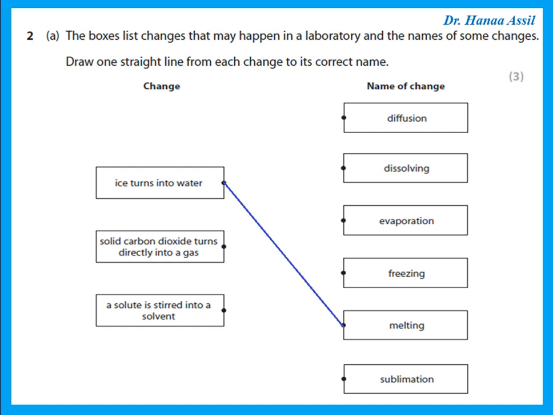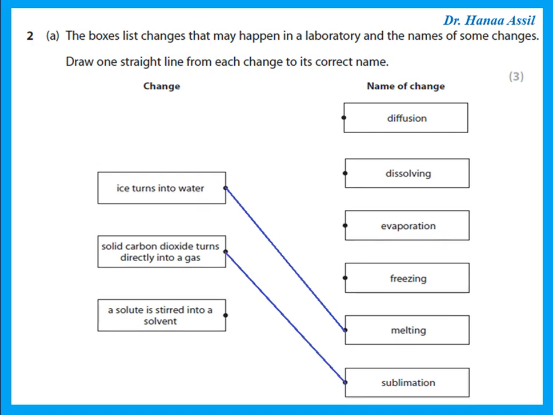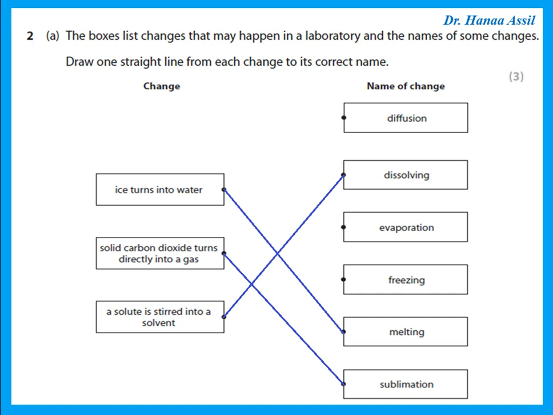Solid carbon dioxide turns directly into gas. We said when something changes from solid to gas, that is called what? Sublimation. A solute is stirred into a solvent. When we stir something into a solvent, we said that the solute will do what? It is dissolving in the solvent. So that is a process of dissolving.